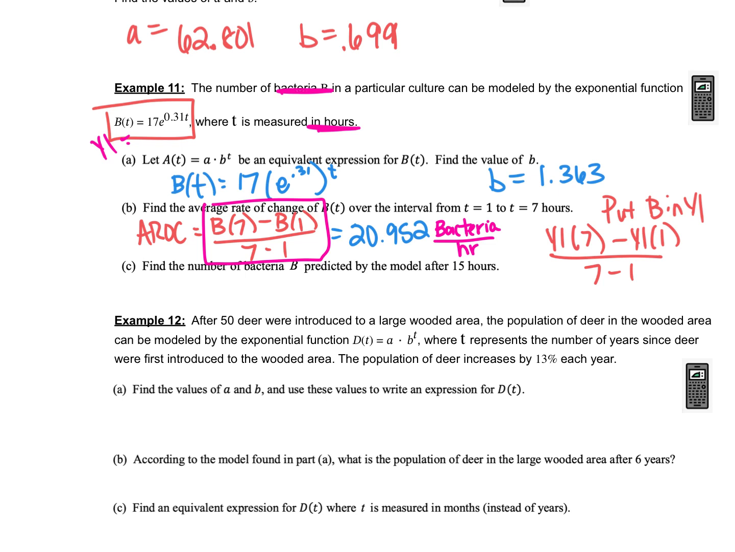And then on C, let's just talk about how to do it because we're going to run out of time. Find the number of bacteria predicted by the model after 15 hours. What would you do? Yep. Y1 of 15. And that would give you 177.945. And those are bacteria.